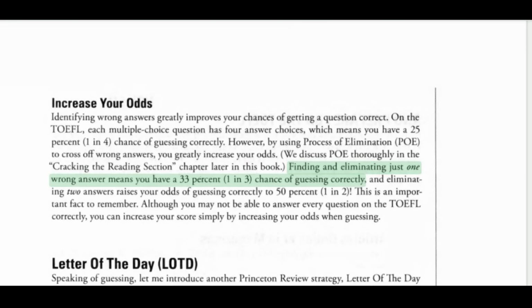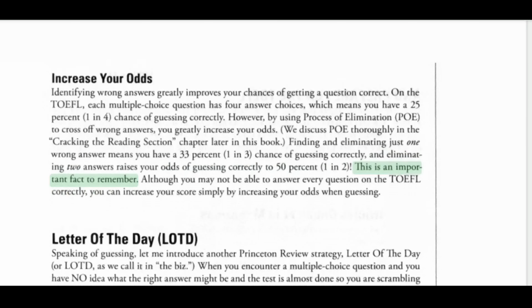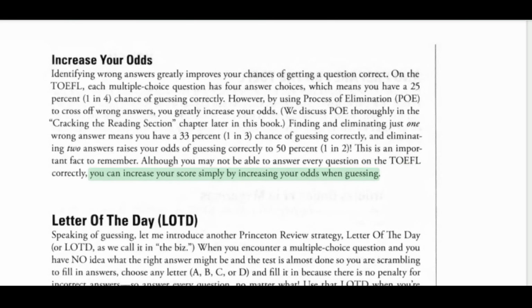Finding and eliminating just one wrong answer means you have a 33%, or 1 in 3, chance of guessing correctly, and eliminating 2 answers raises your odds of guessing correctly to 50%, or 1 in 2. This is an important fact to remember. Although you may not be able to answer every question on the TOEFL correctly, you can increase your score simply by increasing your odds when guessing.